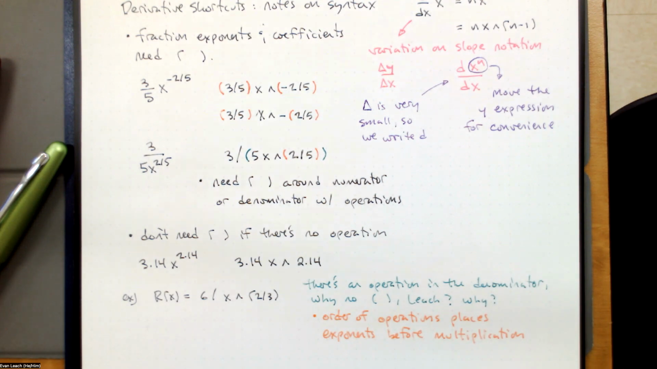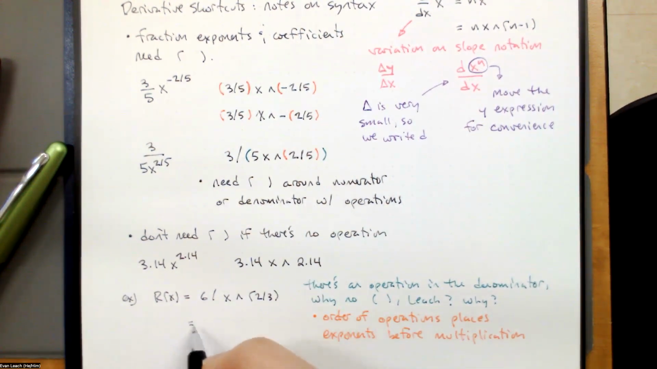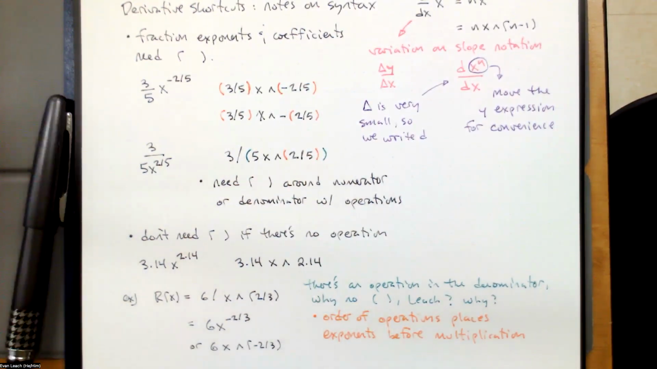The way you want to read r of x is 6x to the negative 2/3, or 6 times x to the negative 2/3 in single line syntax.